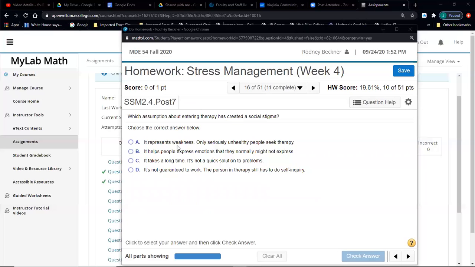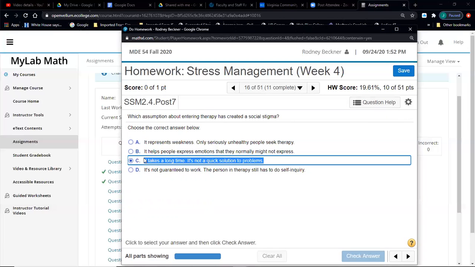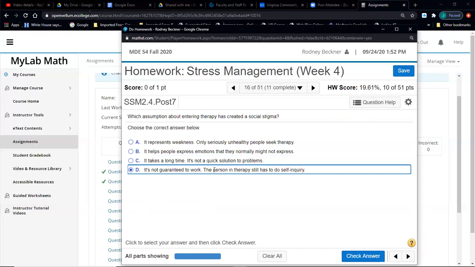All right, so it represents weakness, or it takes a long time. It's not a quick solution. I don't know, that doesn't sound like it would be one of the stigmas. I would say that it's not being guaranteed to work would be a little more likely to be the stigma, but I don't think it is at all. I'm saying definitely not D. I don't think it's C. It helps people to express their emotions that they might not normally express. How dare you?